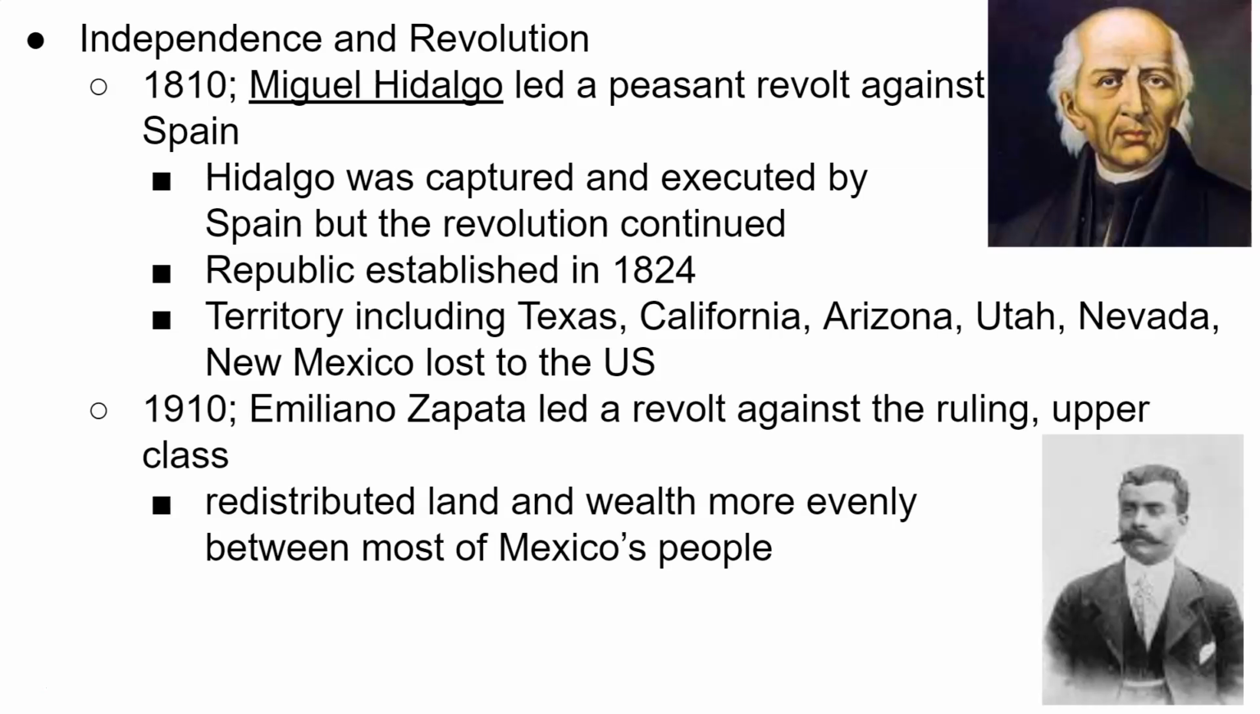So in 1910, Emiliano Zapata leads a revolt against the ruling upper class. There certainly was a lot of economic disparity and a big wealth gap between the rich and the poor. And so Zapata leads this, and that leads to a redistribution of land and wealth to attempt to make things more even in Mexico. And again, that's shortly before World War I for world history fans.